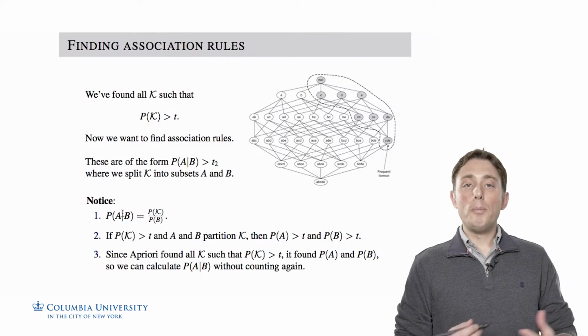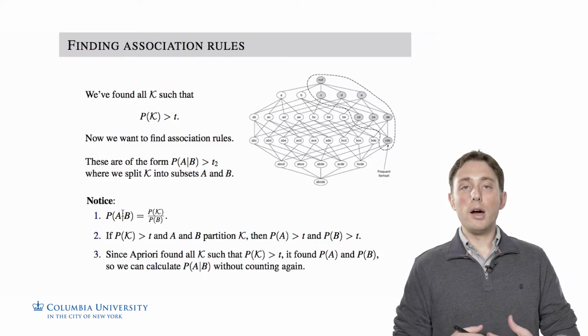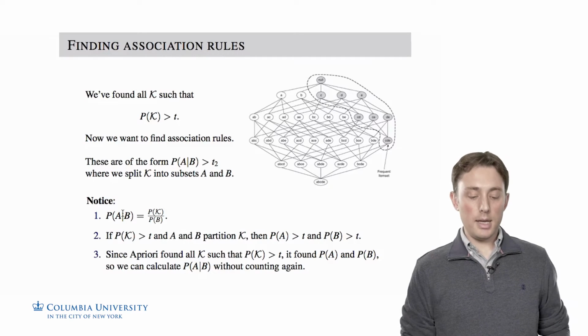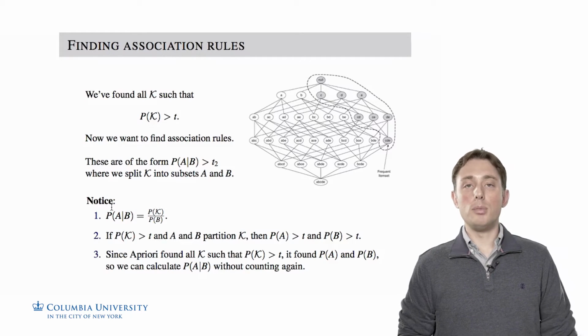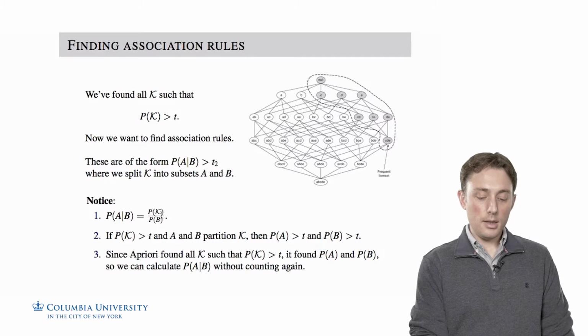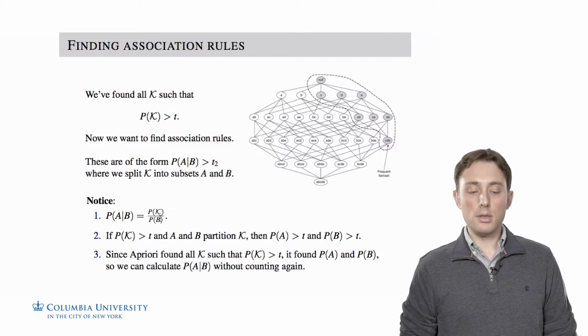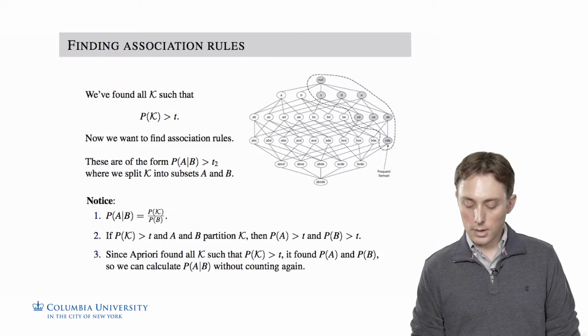So we don't need to go back to the data. After the a priori algorithm, we've stored all of the probabilities of the sets of interest. We don't need to then go back into the data to find these conditional probabilities. We can simply take the probabilities that we got from the a priori algorithm and divide the probabilities of interest to get the conditional probabilities.